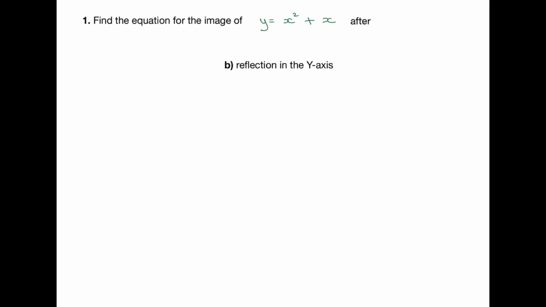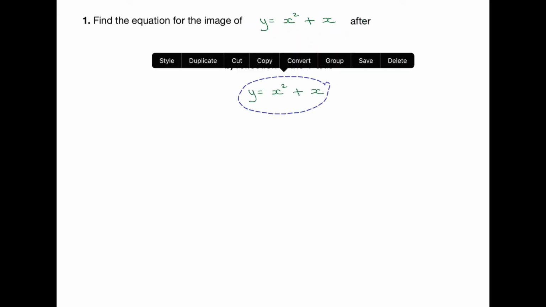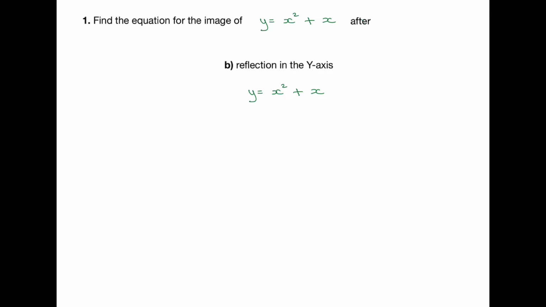To find the image equation after reflection in the y-axis, the rule is to take the original function and then replace every instance of x with -x. Expanding the brackets on the right-hand side, we now have y equals x² minus x as our final answer.